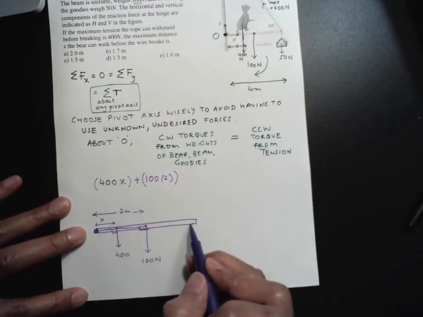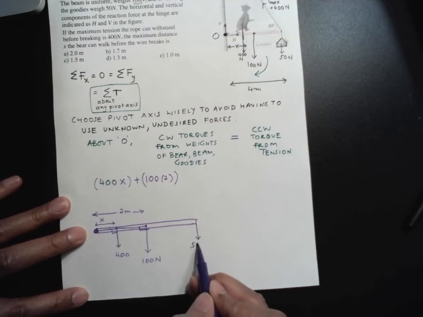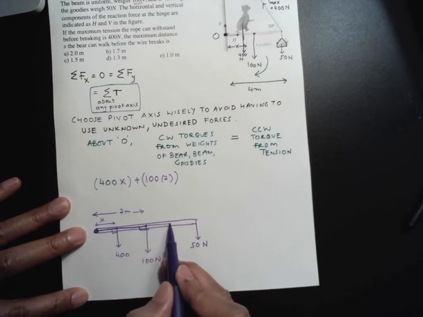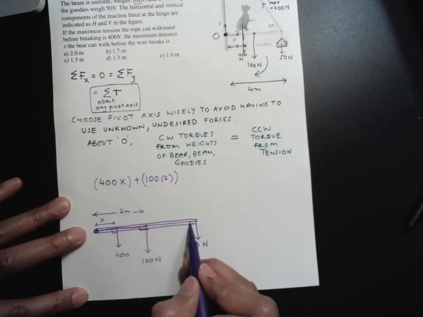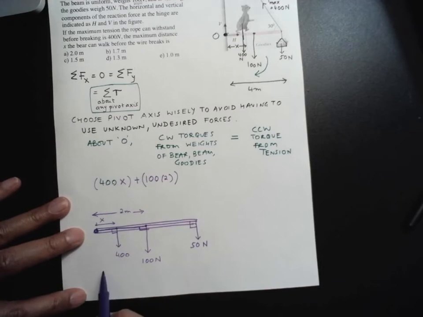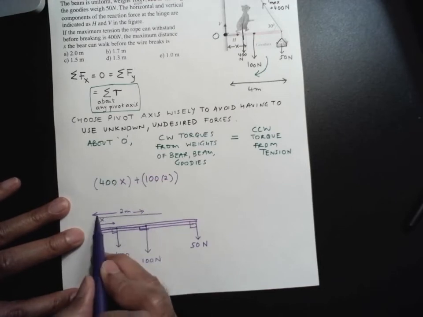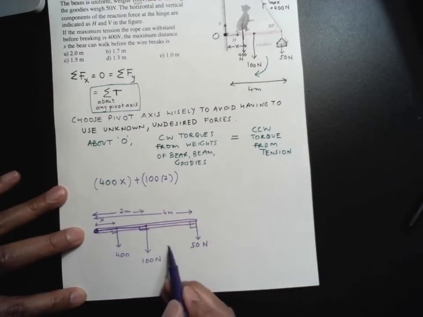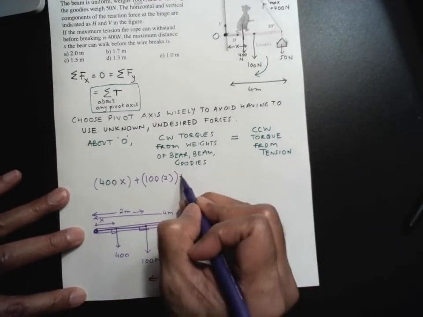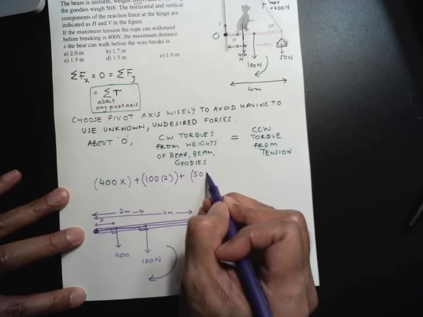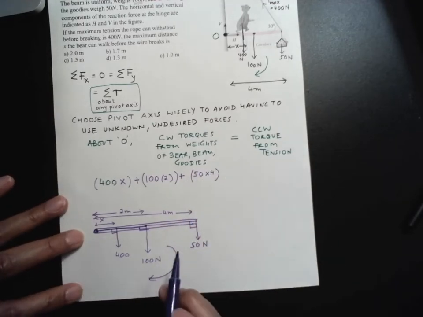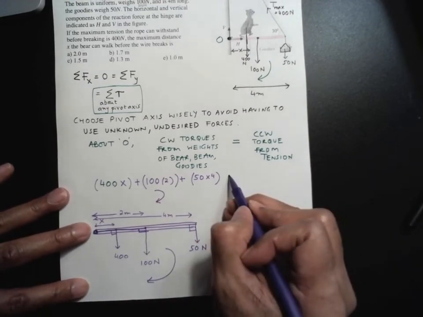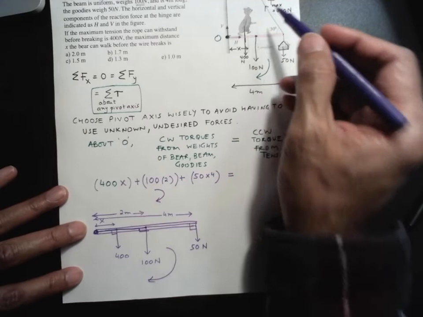Finally, there's the goodies, which are 50 Newton, and R is the vector right up to where the force is acting. Again it's at 90 degrees, and this distance is 4 meters. This torque also acts in this direction, so it's 50 times 4. These are all the clockwise torques trying to make the bar go this way, and they must equal the counterclockwise torque from the tension.